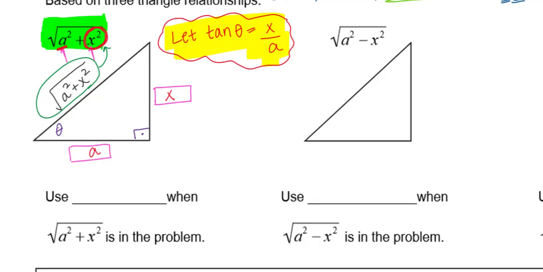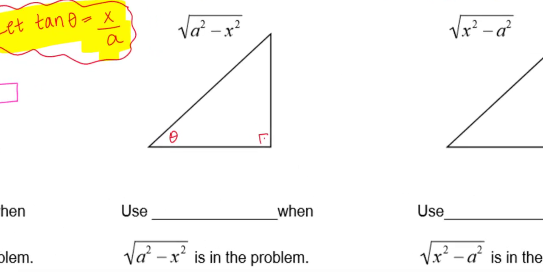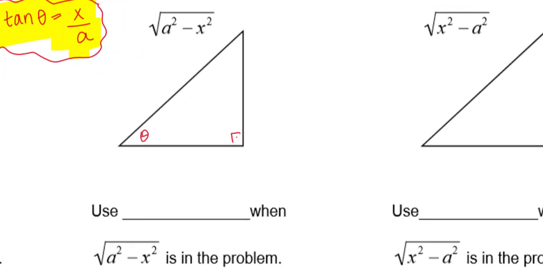So I'm going to do this again with a different trig function. So I'm going to label theta and that right angle there. And I'm telling you we're going to stay with sine, secant, and tangent because I'll show you why at the end. There's a pattern here. So if I look at the square root that's given, the square root of the quantity a squared minus x squared, okay?